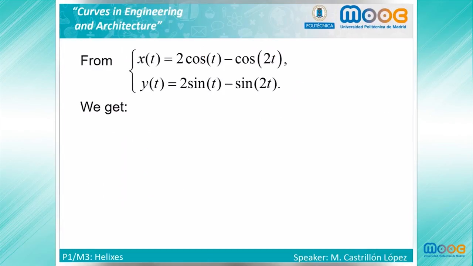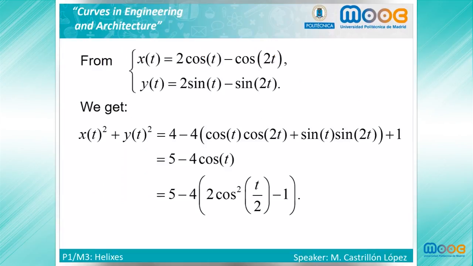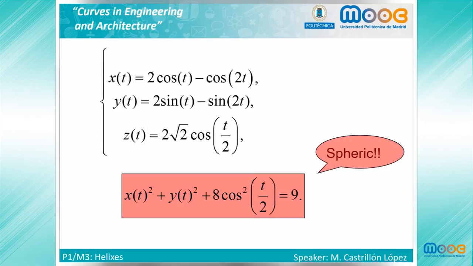From the expressions of x and y, after some computations, considering the trigonometric relations of the double angle, we get the relation you have at the end of the screen. And considering also the expression of the z component, we get that x, y, and z satisfy the equation of a sphere with center the origin, that is the point (0, 0, 0), and radius 3. Therefore, the curve lies on that sphere.